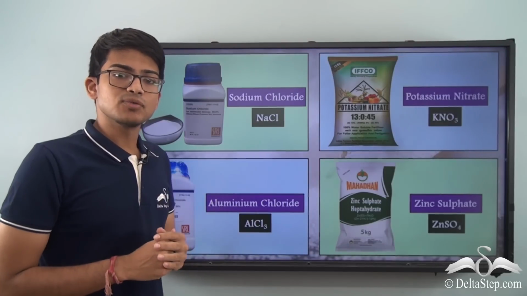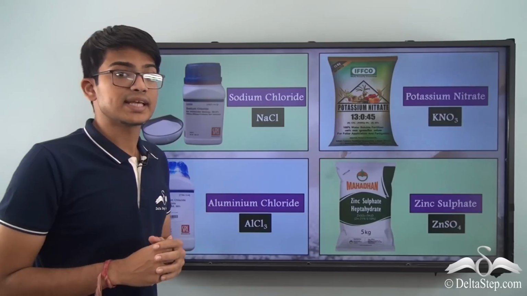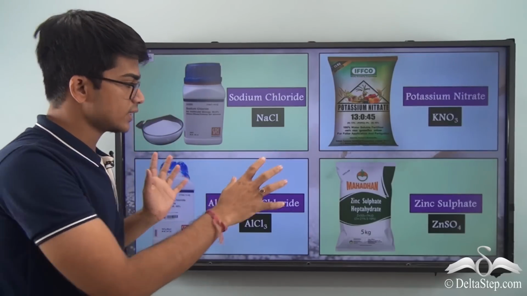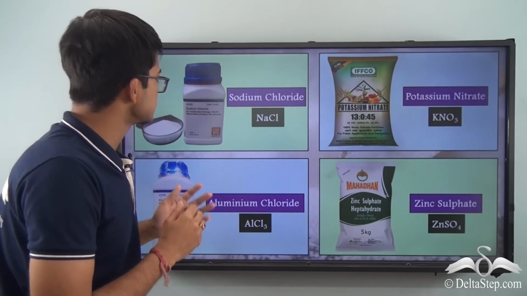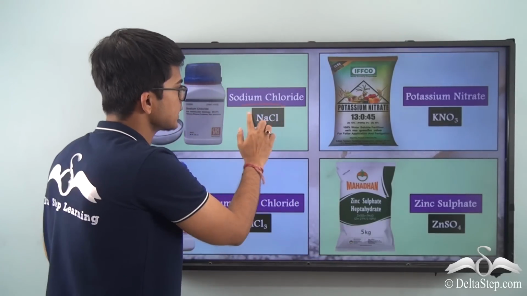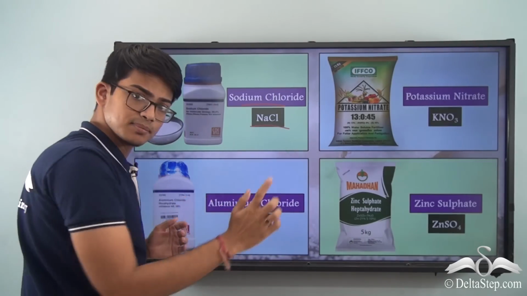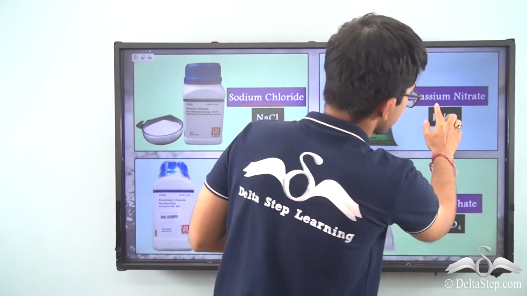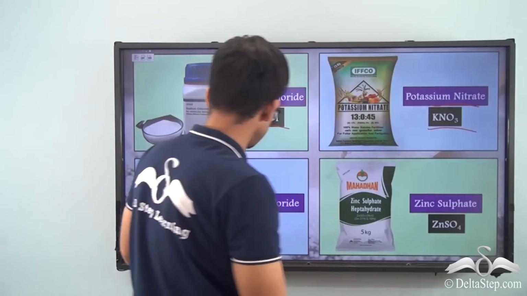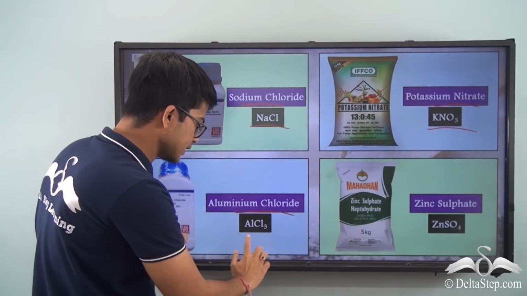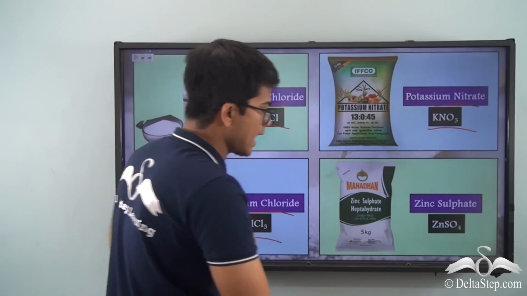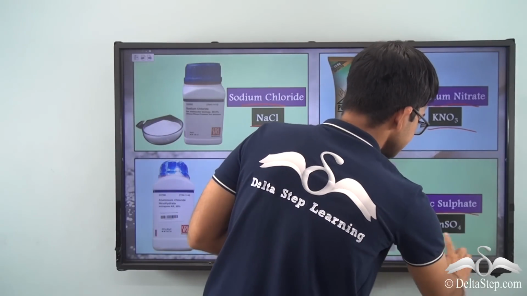So in this video we are going to do a very interesting experiment, including various salts. So what are the salts we have? First of all, we have the common salt, that is sodium chloride, NaCl. Then we have potassium nitrate, that is KNO3. Then we have aluminium chloride, that is AlCl3. And finally zinc sulfate, ZnSO4.